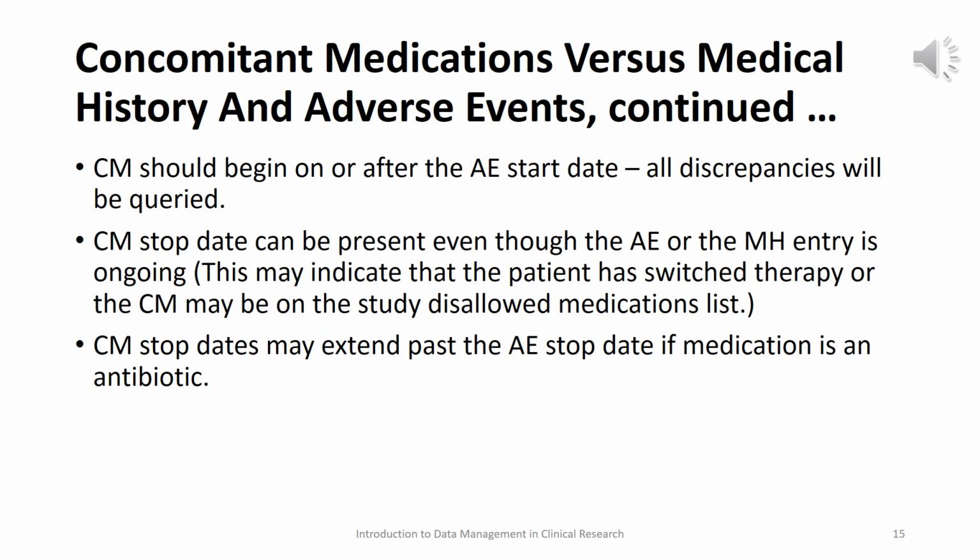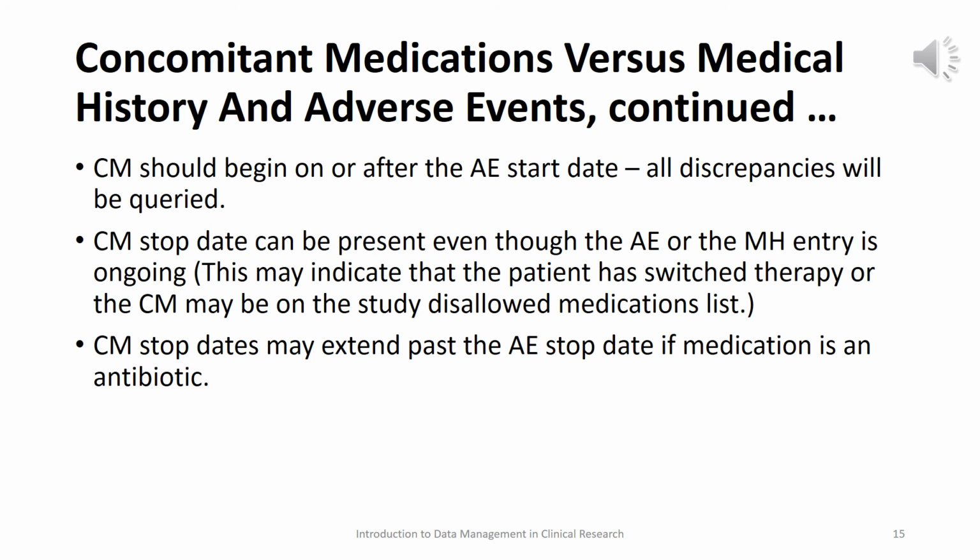So keeping on this same thread of reviewing our concomitant medications versus medical history and adverse event, a concomitant medication should begin on or after the AE start date. Any discrepancy is going to be queried for the site to clarify those dates. Then the ConMed stop date can be present even though the adverse event or the medical history entry is ongoing.